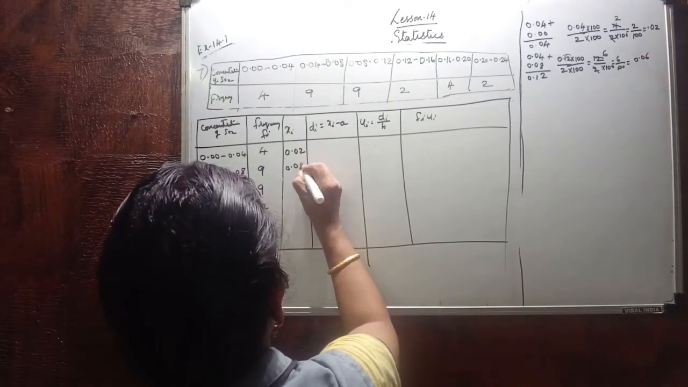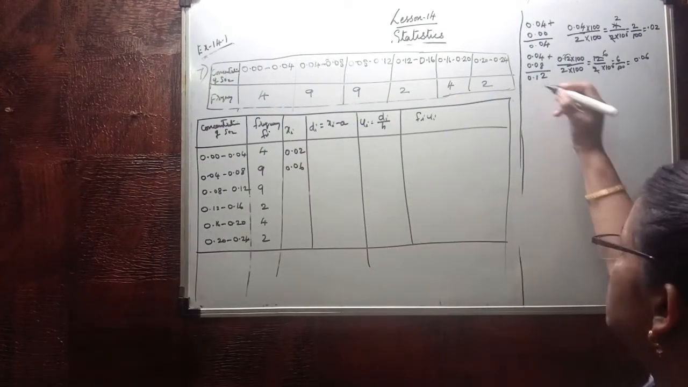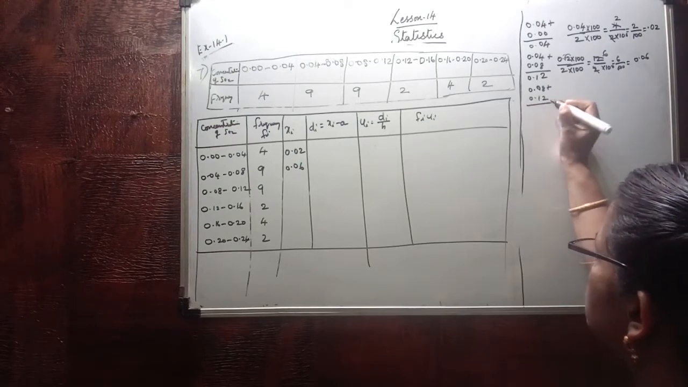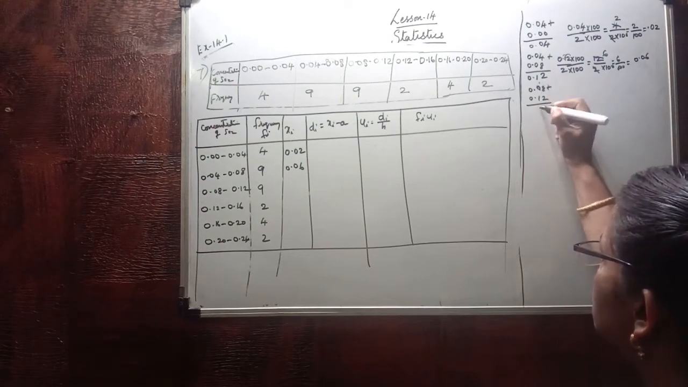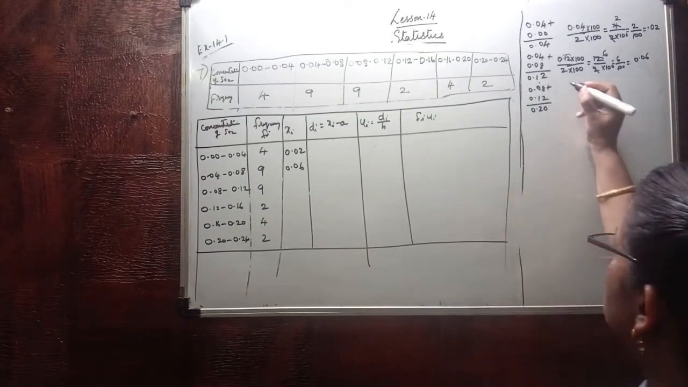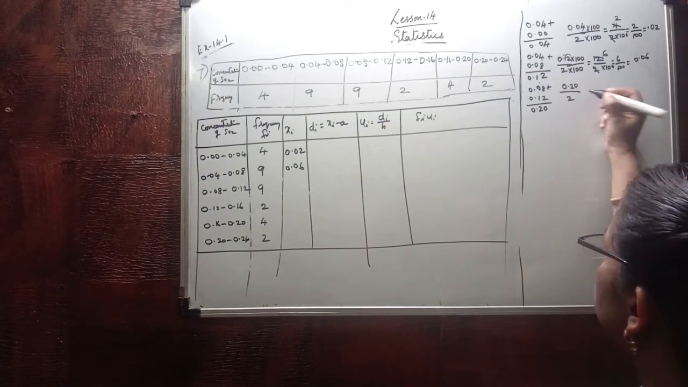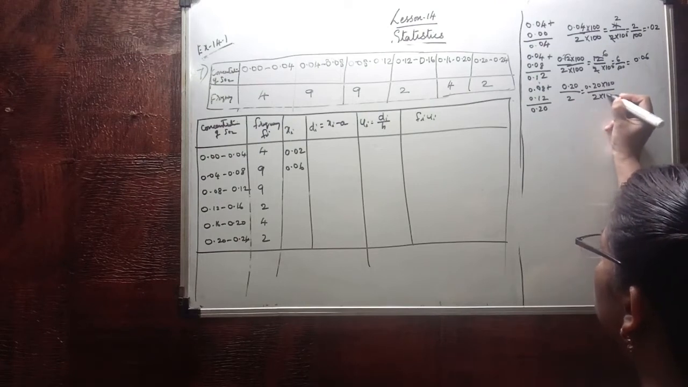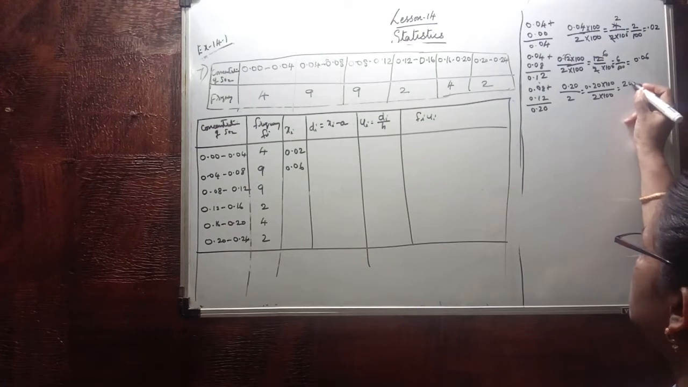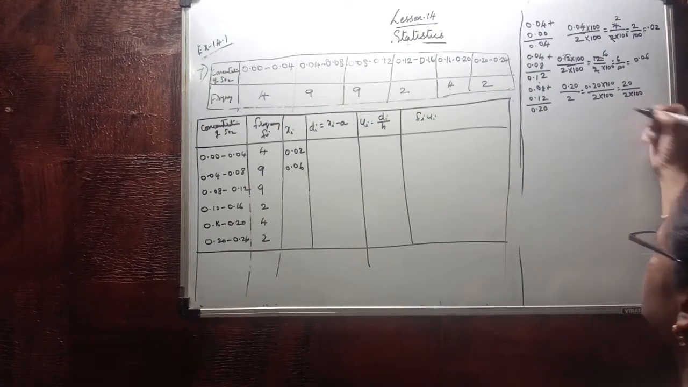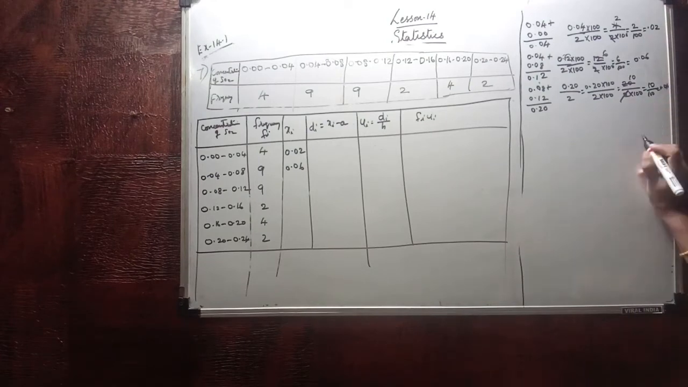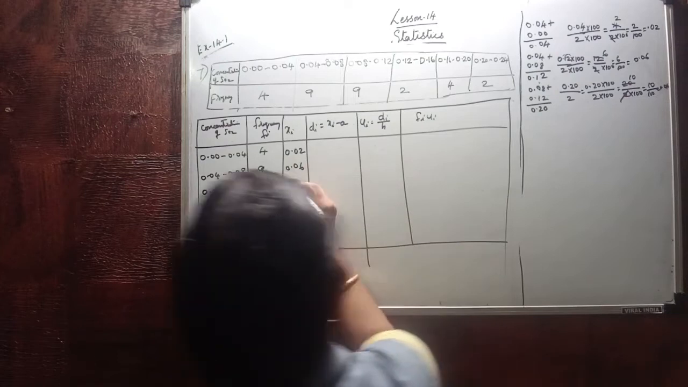So 0.06. Now next one, 0.08 plus 0.12. 8 plus 2 is 10, 1 carry over, 1 plus 1 is 2, so 0.20. 0.20 divided by 2. You get 0.20 into 100 divided by 2 into 100. So you'll get 20 by 2 into 100. So 2 and 20 cancel, which is equal to 10 by 100. You'll get the answer 0.10.